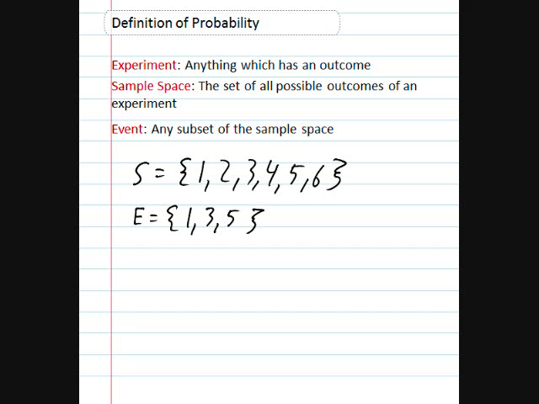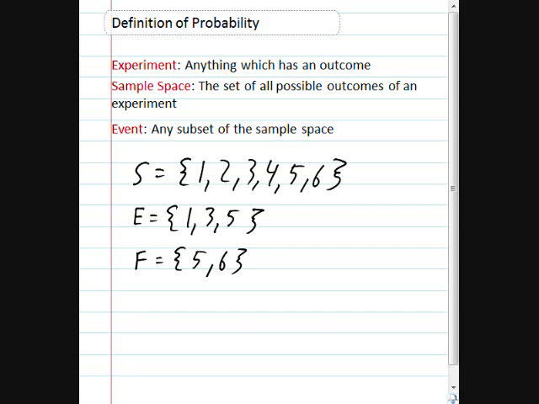in the sample space. Another event could be the event of rolling a number greater than 4. This event would be represented by the set 5, 6. Notice this is all the outcomes which represent a number greater than 4.